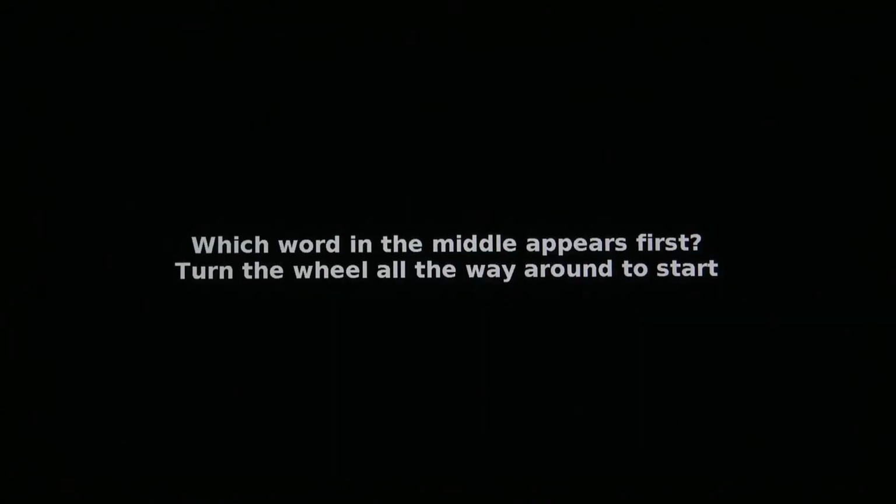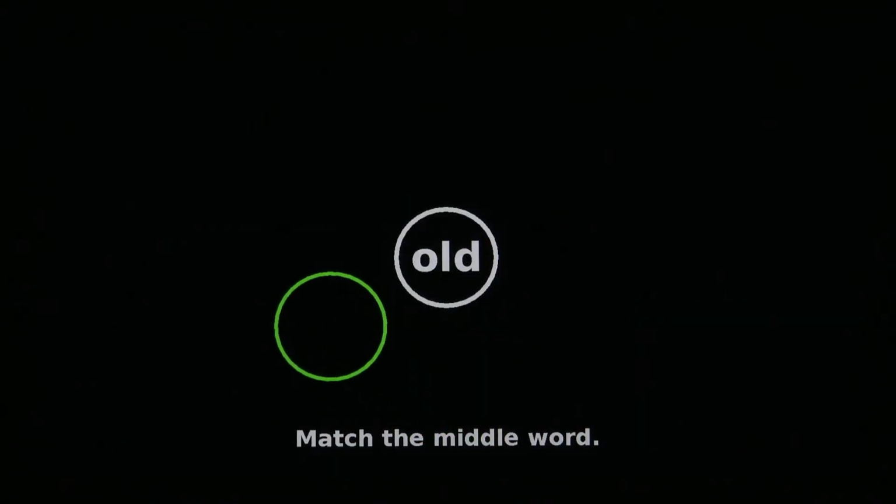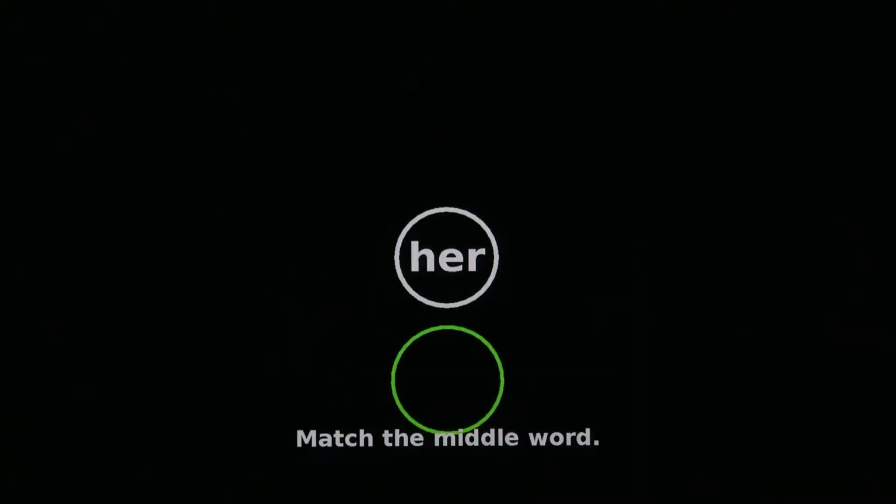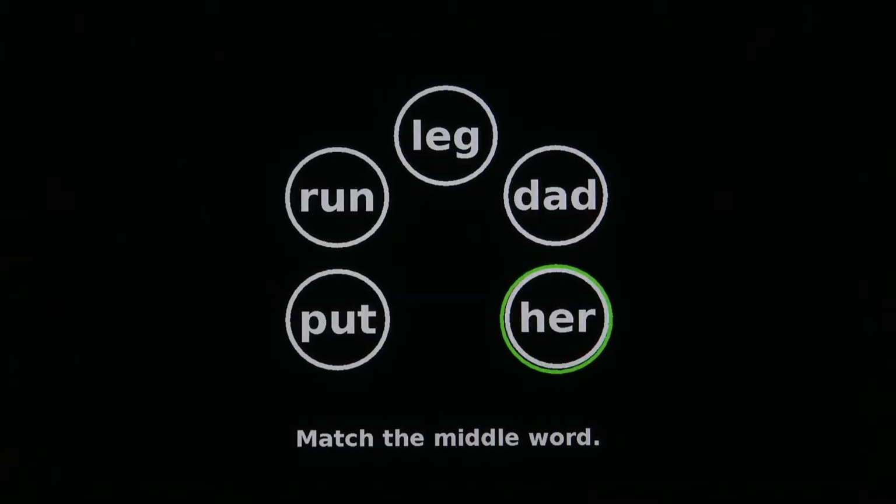Now we are going to be testing the same thing, but instead of letter memory, we are looking at your word memory skills. In this part of the test, you will need to remember the first word shown in the center of the screen and then move your wheel to find it in the choices.